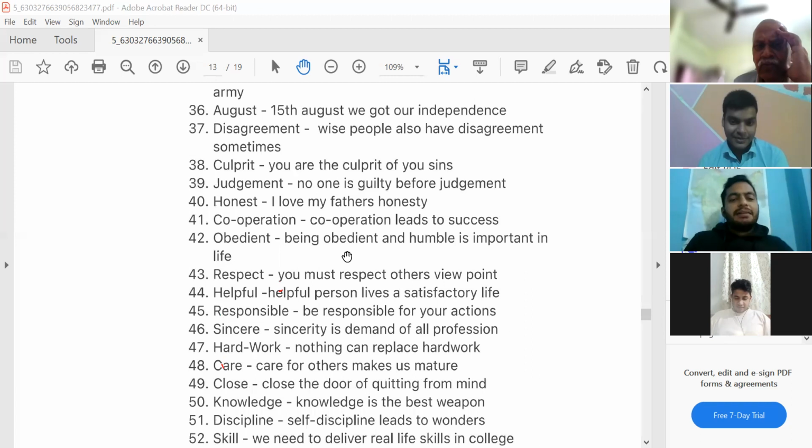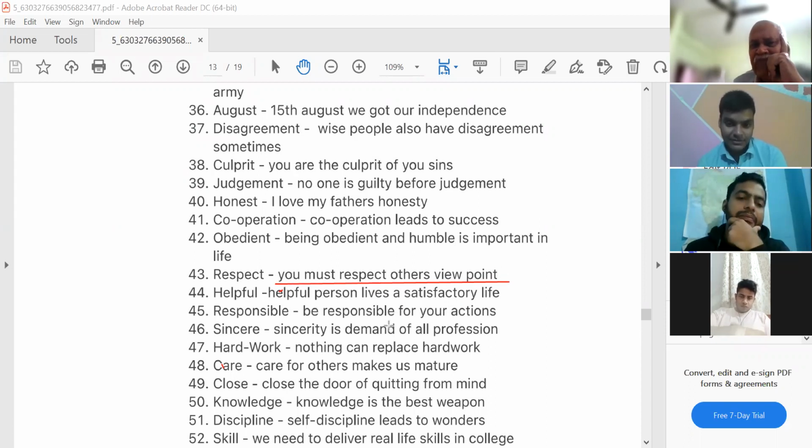Being obedient and humble is important in life. Very good. This is good. You must respect others' viewpoint. You never respect. You have always got up and crossed everyone. You have already said this before. Again confirmation. You are unable to take criticism. Remember that. Move ahead. Helpful person lives a satisfactory life.